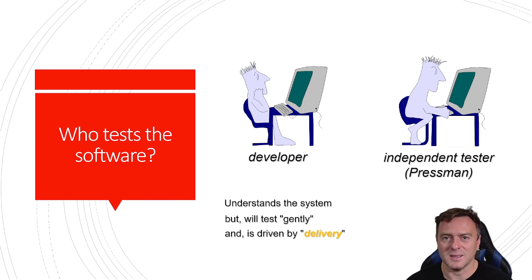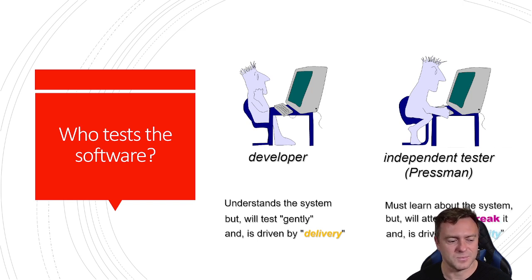Whereas an independent tester or a pressman, they want to break it. They will try and see everything that's wrong with it and try and work out ways to break it when you don't even think that it is possible to break. So they're driven by the quality of the product. But the problem is they must learn about the system that's been built. So there are advantages and disadvantages in both. When you test, you might actually want to get both to test the system, and then you get different insights into what's gone wrong, and then you can also try and fix them, which is kind of cool.